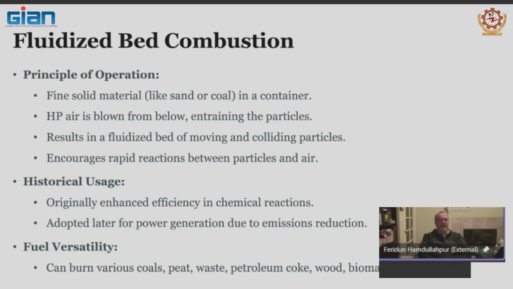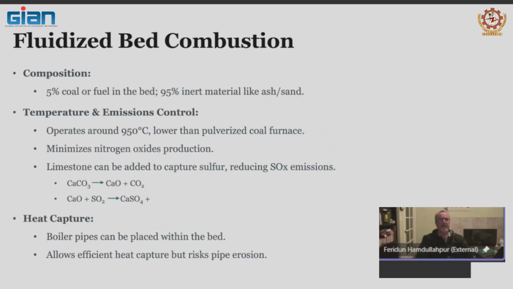So, principles of operation in these: take solid material like sand or coal. You put it in a container, blow high pressure air, and we fluidize it, and it achieves a fluid-like state. And of course, we enhance efficiency and use it for various types of fuels. So I mentioned that again. I repeat, this is one of the design considerations.